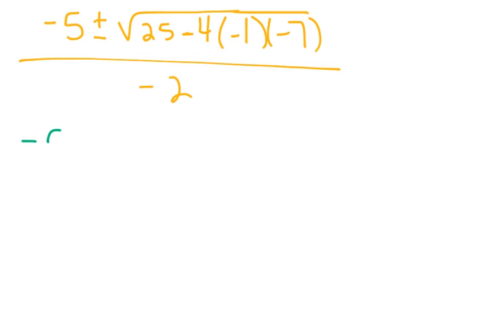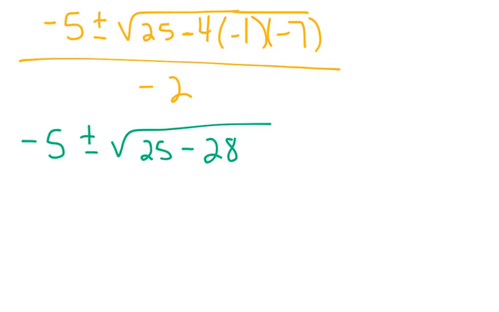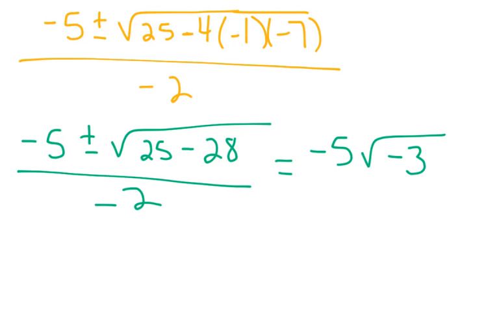Okay, so let's see what's going on under the radical first. So I have a negative 5 plus or minus the square root of 25, and this time I have negative 4 times a negative 1, which is positive 4. Positive 4 times a negative 7 is negative 28. And that is all over negative 2. Taking this a step further, negative 5 plus or minus the square root underneath our radical is now negative 3, 25 minus 28, and that's all over negative 2. So this one's maybe a little easier because we can take the negative out, so that's where we get our i, but we can't simplify the square root of 3 any further.